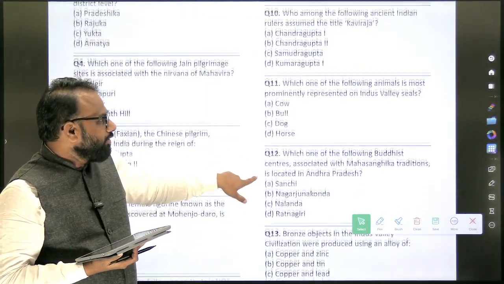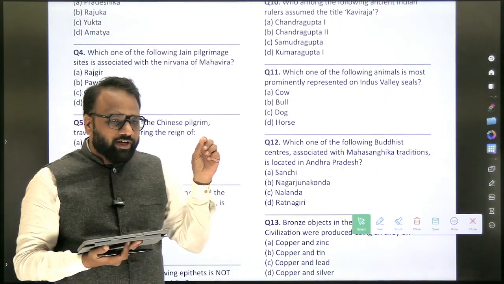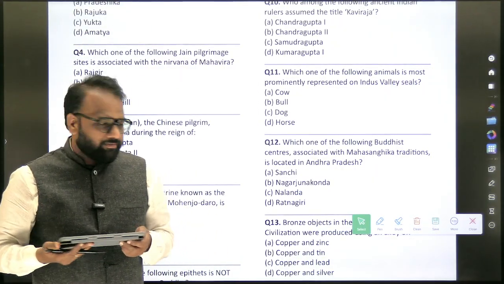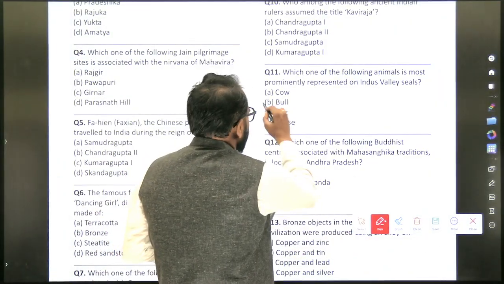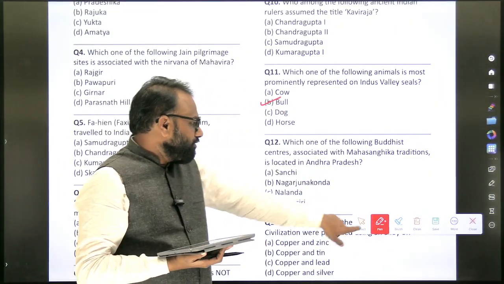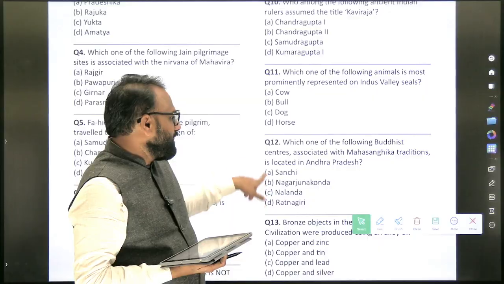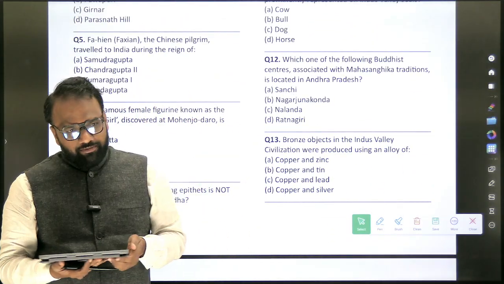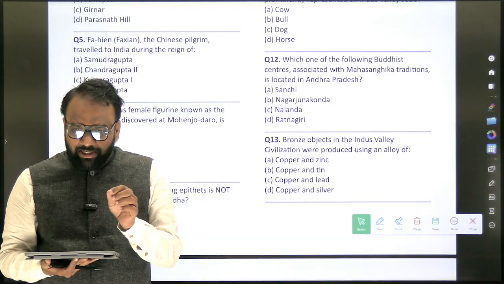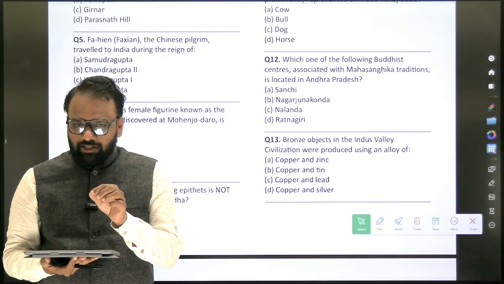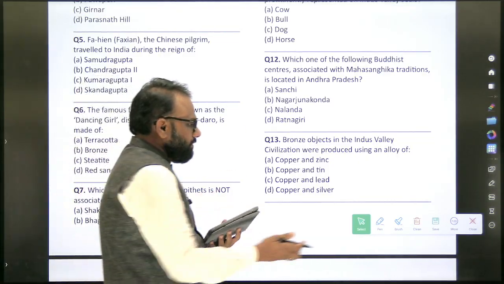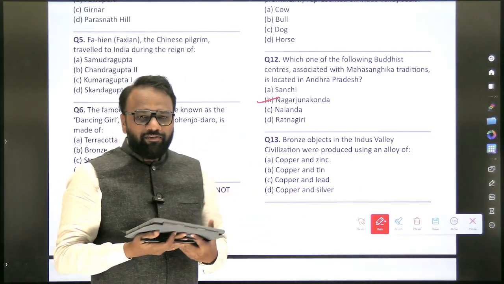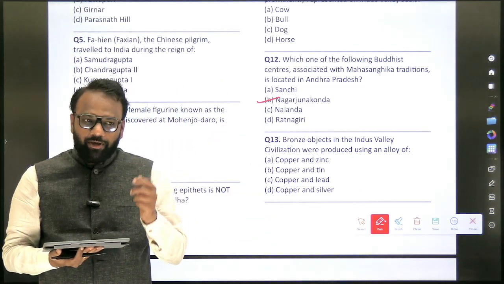Next, which one of the following animals is most prominently represented on Indus Valley seals? Yes, bull. Okay. Which one of the following Buddhist centers associated with Mahasangika traditions is located in Andhra Pradesh? Nagarjuna Konda. Simultaneously, are you marking whether it is right or wrong on the corresponding papers? Okay. It is Nagarjuna Konda. So, can we map this question to the previous discussions? Which was the question which had appeared?